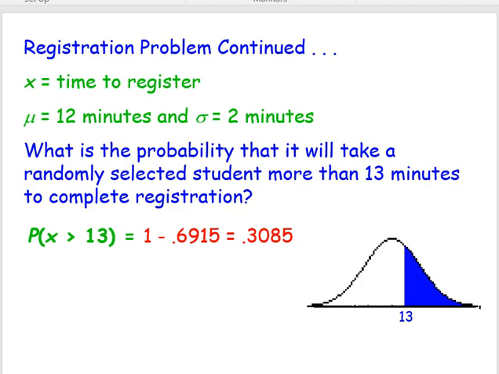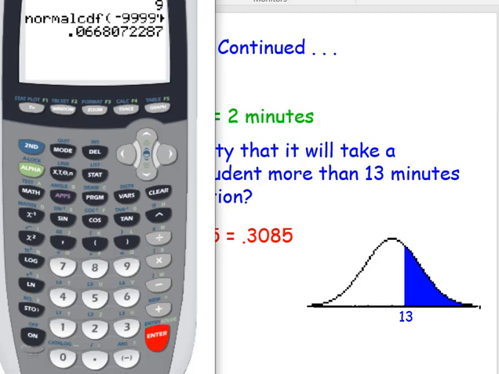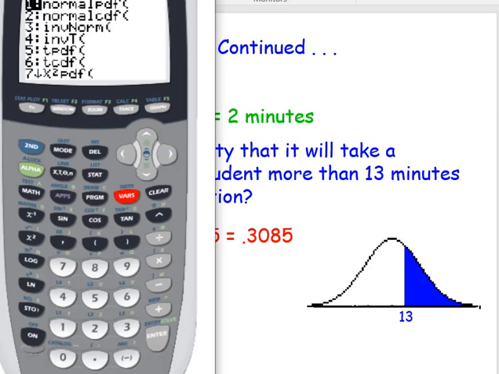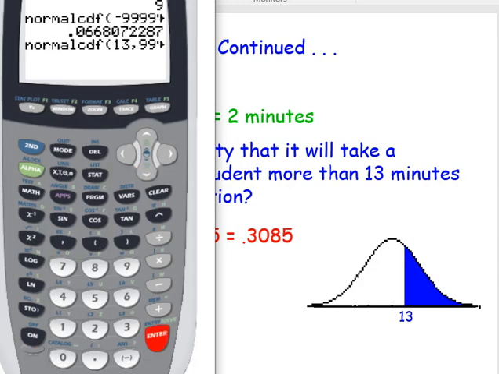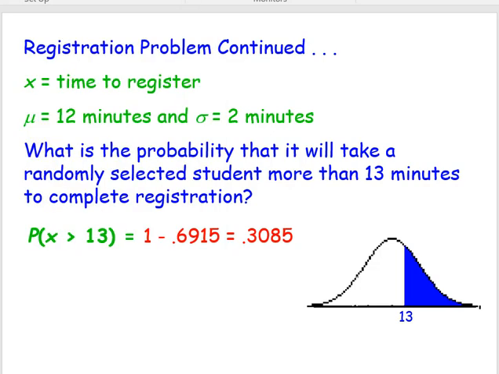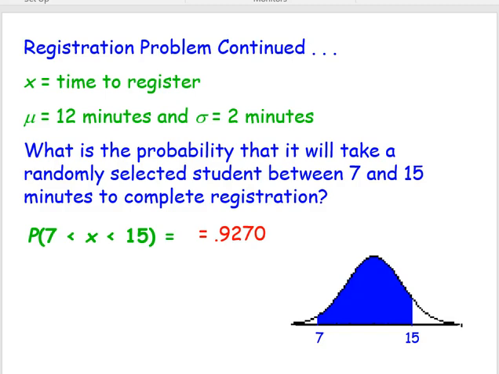Let's look through this one. The probability of being greater than 13. So I'll bring my calculator back on screen here. Second, distributions. Again, it's normal CDF. Now we want 13 as the smallest, going up to being greater than. We're going up to positive infinity, so we just enter 6 nines. That's one thing that the calculator recognizes as positive infinity. Our mean is still 12 and our standard deviation is still 2. That's 0.3085. Notice that's the probability we had from the table.